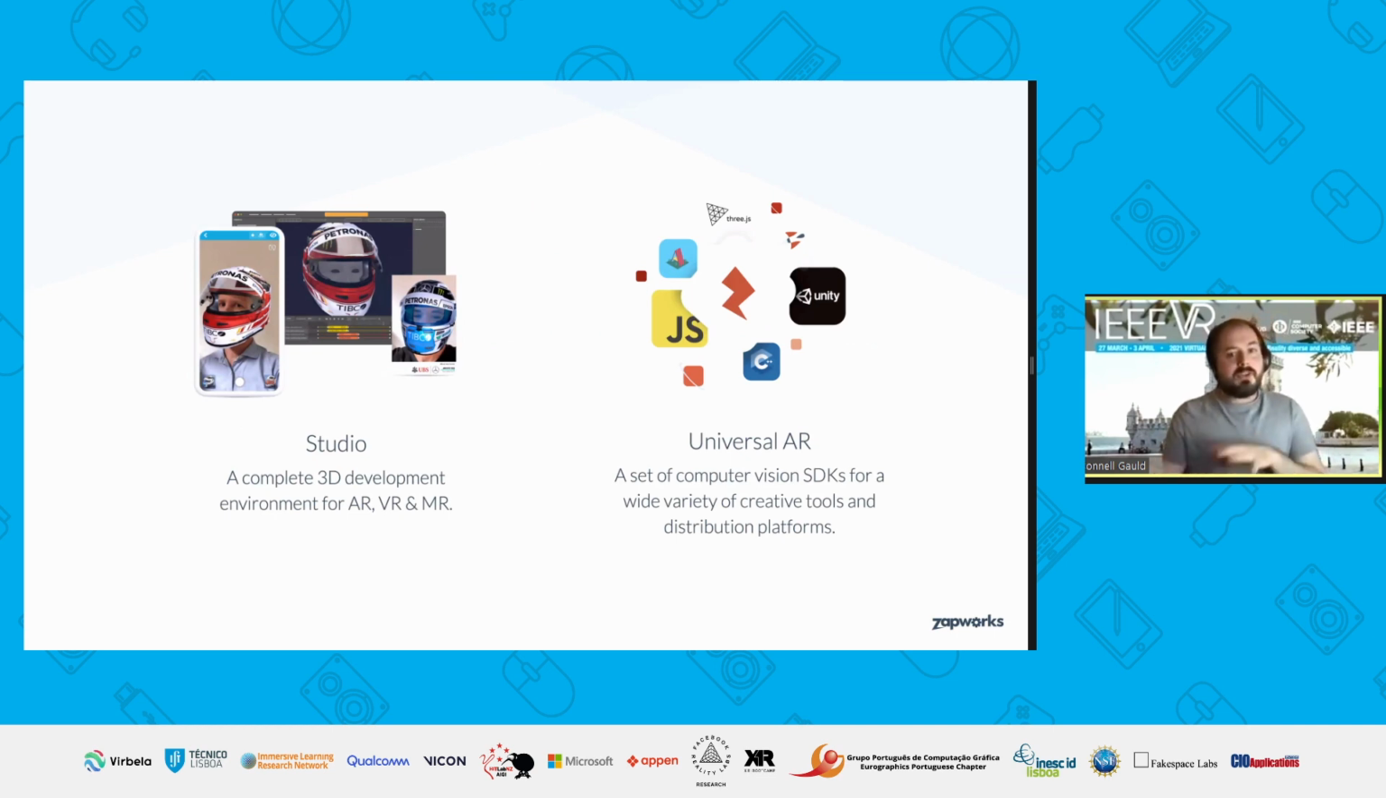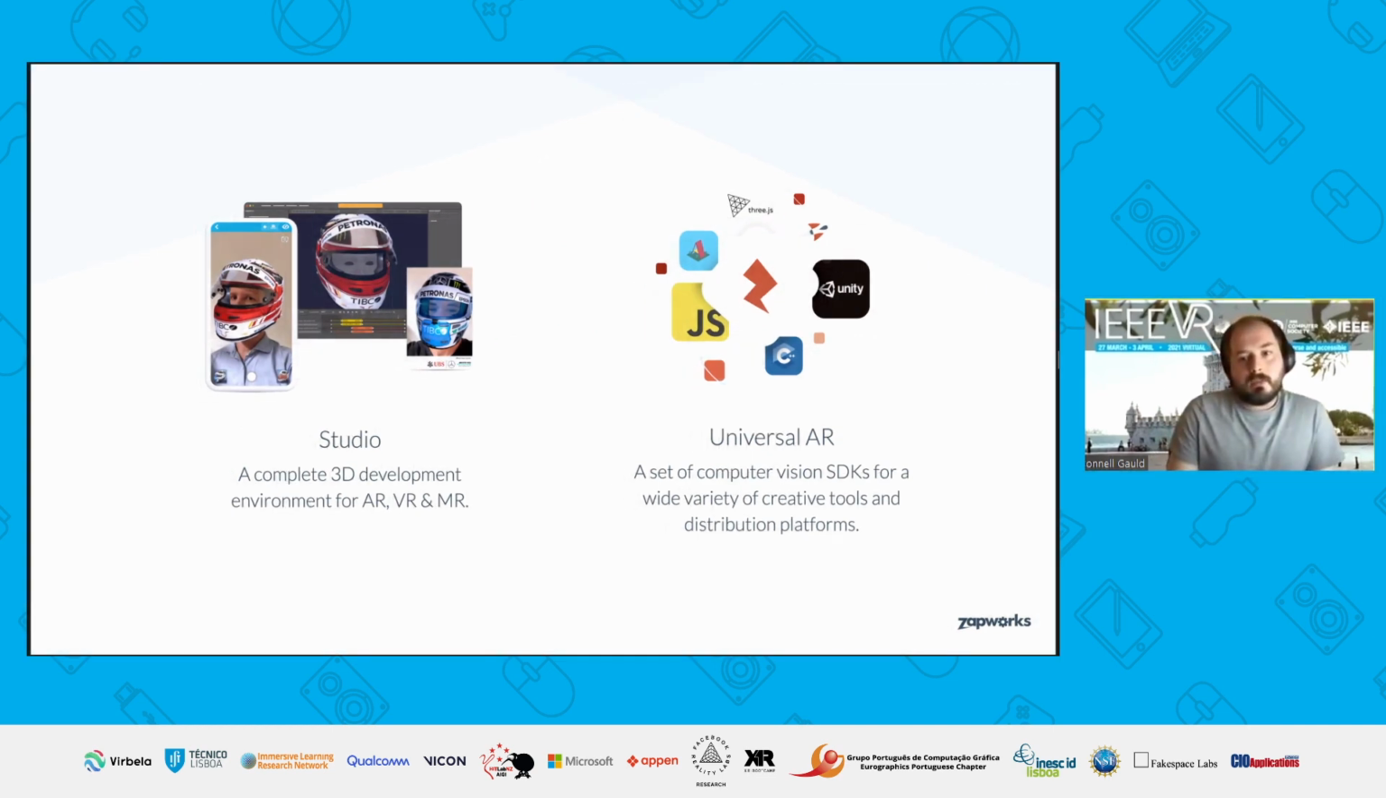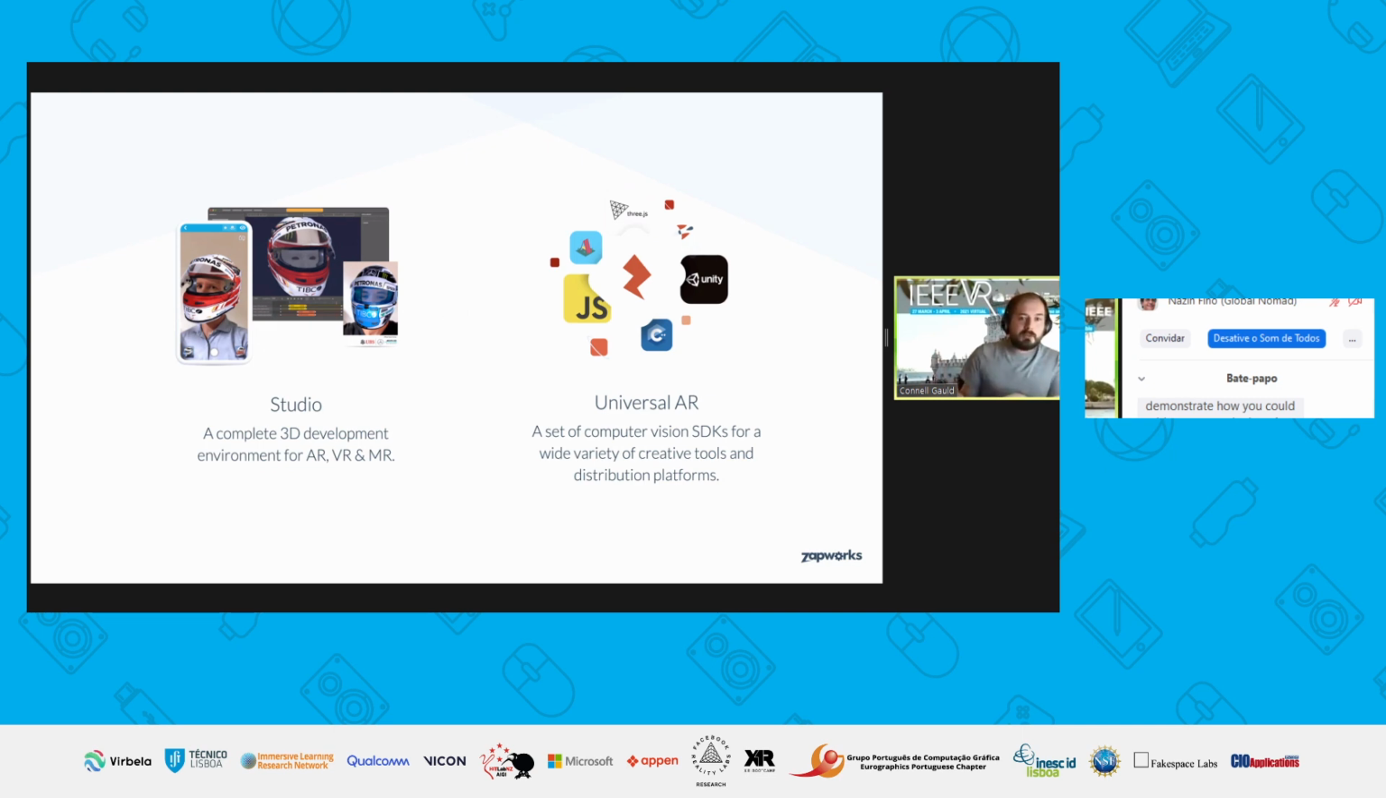So we have a number of different parts to our platform at Zapper. I think the two that are kind of most interesting in this context are our studio tool. So it's a complete 3D development environment for AR content, also VR and MR content. It's a creative tool, a bit like a combination between Adobe Flash and Unity, like halfway between. So it's a fully 3D development environment.